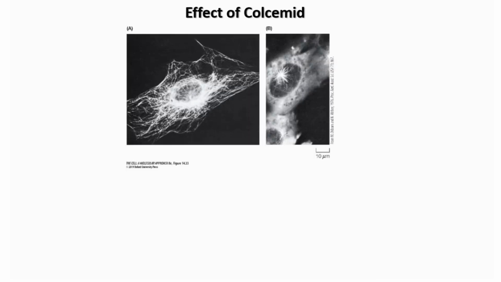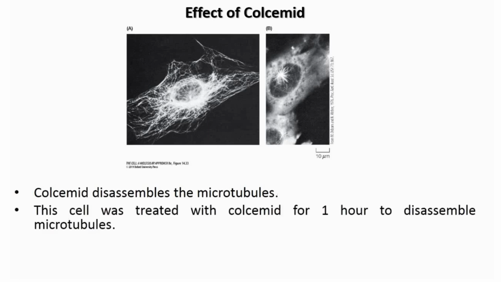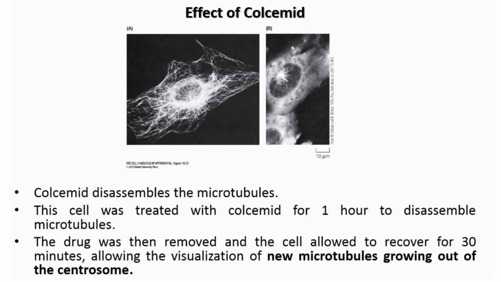We now come to the effect of colcemid. In one experiment, colcemid was given to animals. What does colcemid do? Colcemid disassembles the microtubules. The cells were treated with colcemid for 1 hour to disassemble the microtubules. The drug was then removed and the cells allowed to recover for 30 minutes, allowing the visualization of new microtubules growing out of the centrosome.